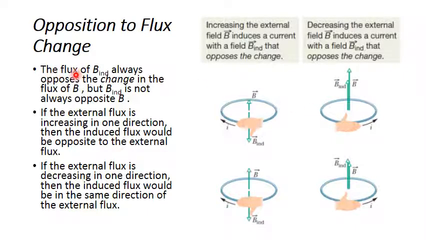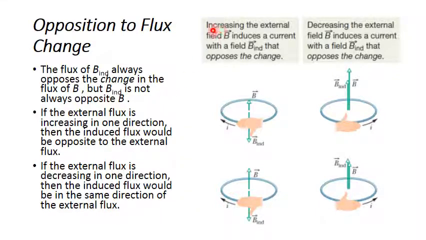The induced flux B always opposes the change in the flux B, but B induced is not always opposite to B. If the external flux is increasing in one direction, then the induced flux would be opposite to the external flux. But if the external flux is decreasing in one direction, then the induced flux would be in the same direction as the external flux.